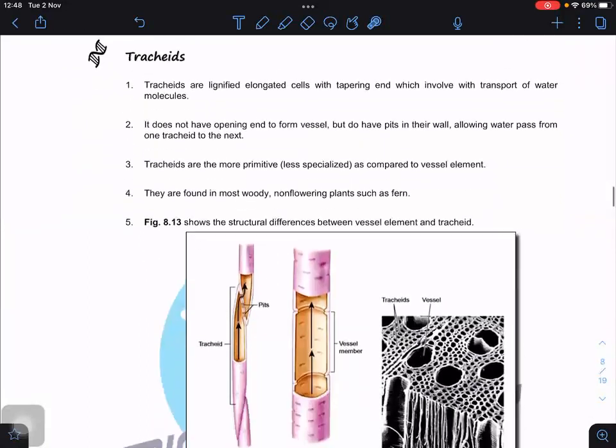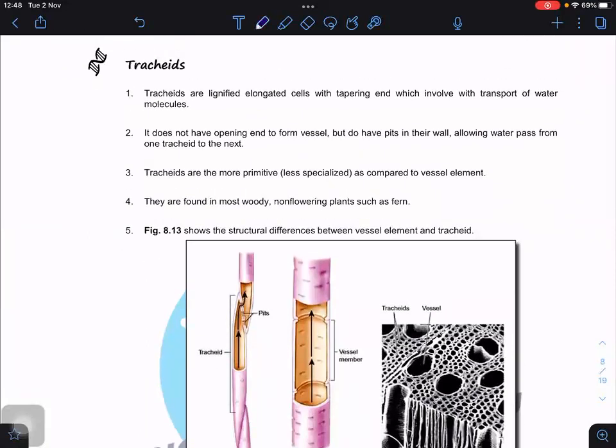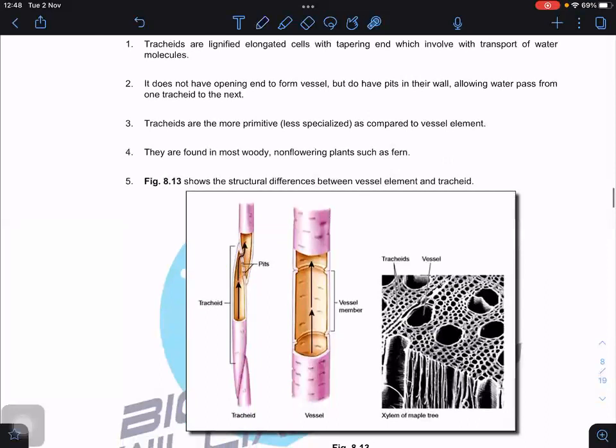So next, for tracheids, I forgot to put it in. Tracheids are just for information only, not in our syllabus. Tracheids are also lignified, but with a tapering end. So you can compare with the vessel element. Vessel elements have no tapering end, and the end walls are completely broken down. Tracheids have pits in between. So the tapering end is how you differentiate between the tracheid and the vessel element.